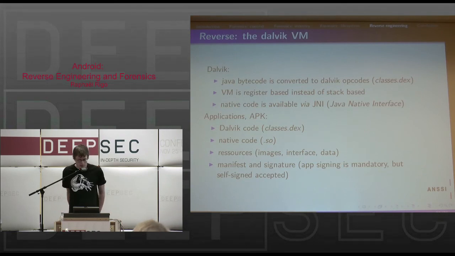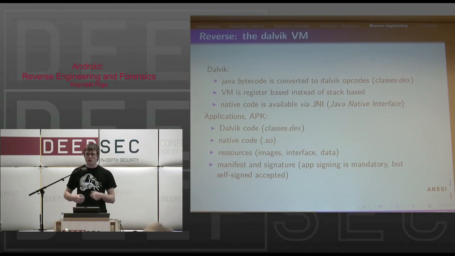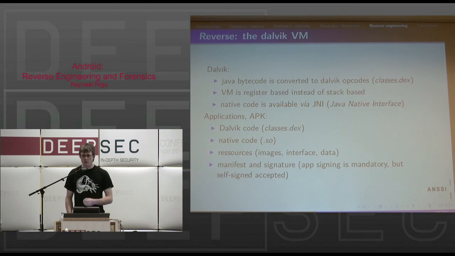And interesting also is the manifest and signature, because app signing is mandatory, so you're sure that if an application is installed, there was someone with a certificate that signed this application. Unfortunately, you cannot enforce a certain certificate authority to allow installation. Every self-signed certificate is always going to be accepted. You have to patch the system to restrict that.